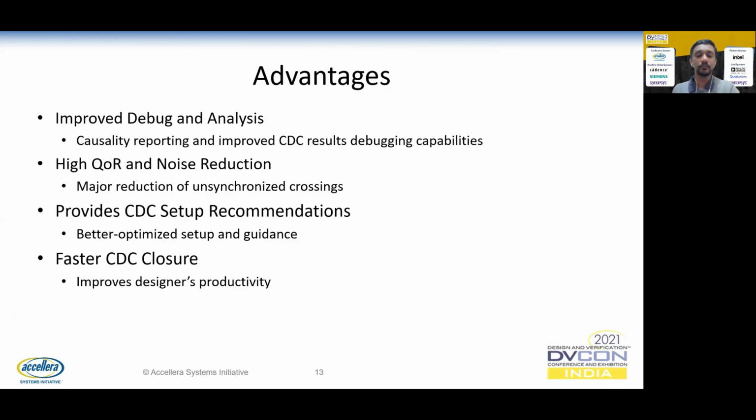Advantages. We can see improved debug and analysis, the causality reporting of the most common failure root causes, and improved CDC results debugging capabilities. We have high quality of results and reduction in the noise. The application of supervised machine learned suggestions has resulted in a major reduction of unsynchronized crossings.